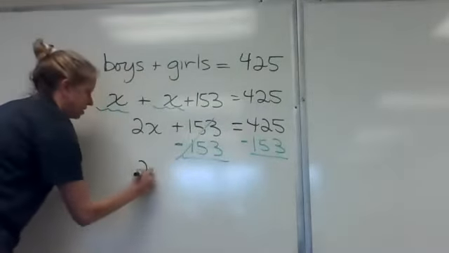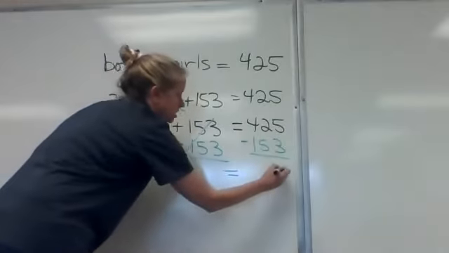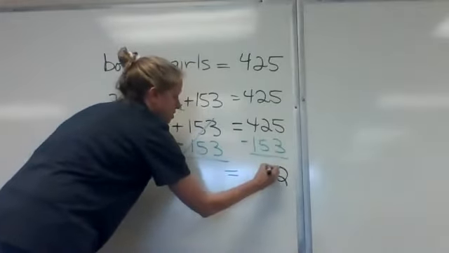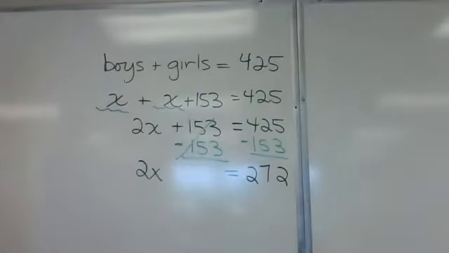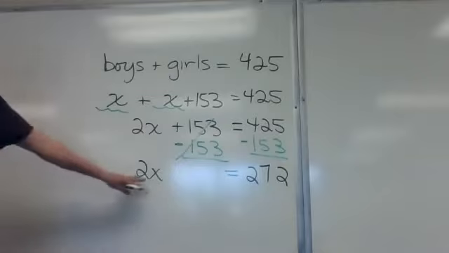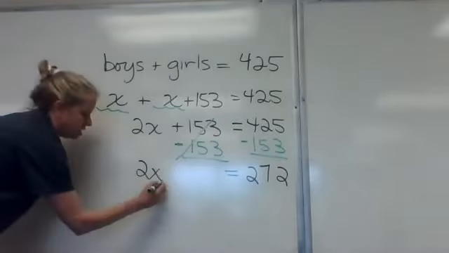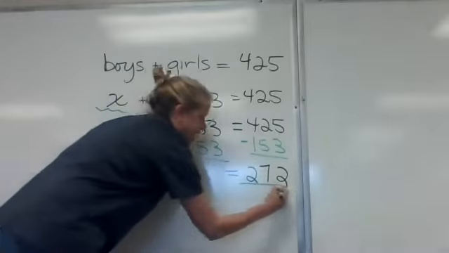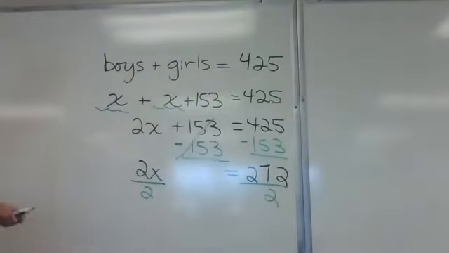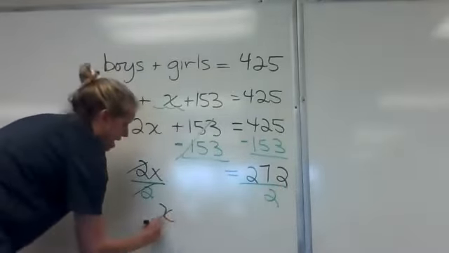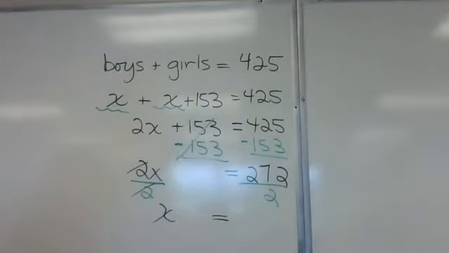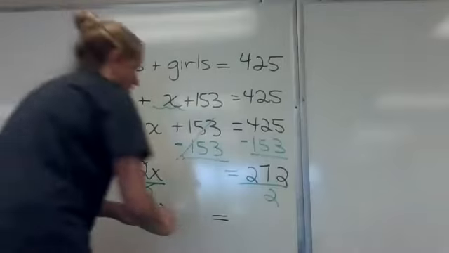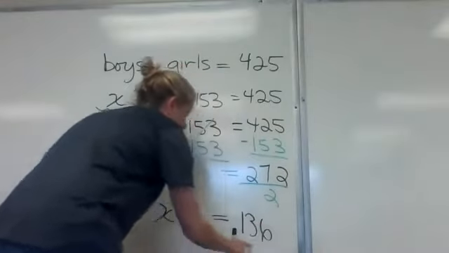So now I have 2x equals, let's see, 272. Still solving for x. I need to get rid of the hooked on 2. We get rid of hooked on numbers by dividing. So the 2 goes away. There's my x all by itself. And when I divide 272 by 2, what do you get? 136.